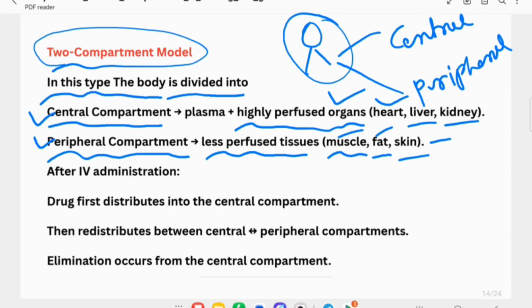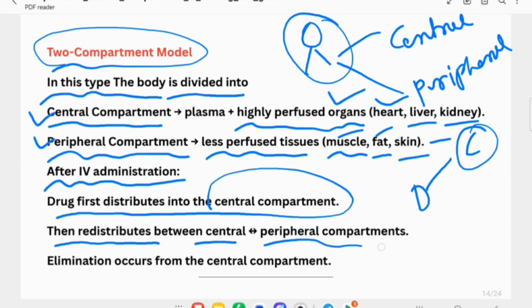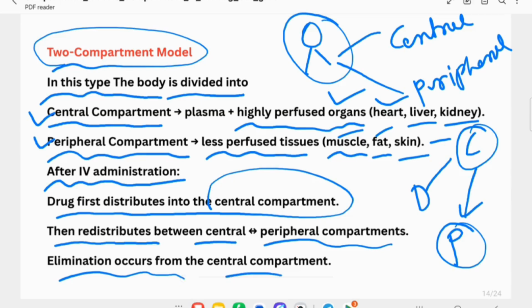When we give the drug through the IV route, what happens? The drug is going to first distribute into the central compartment. Then it is going to redistribute between the central and peripheral compartments, and elimination occurs from the central compartment only.